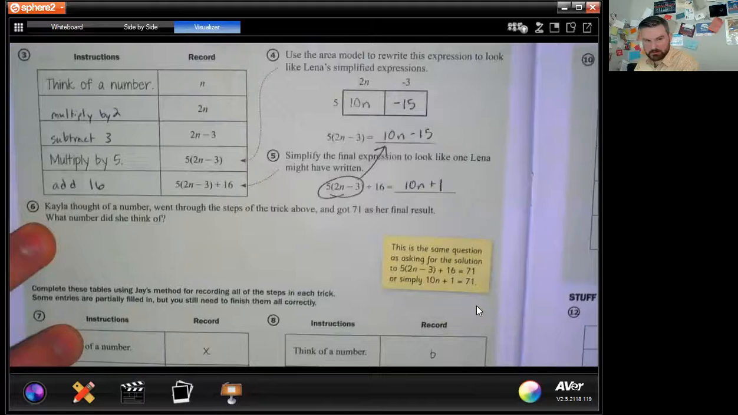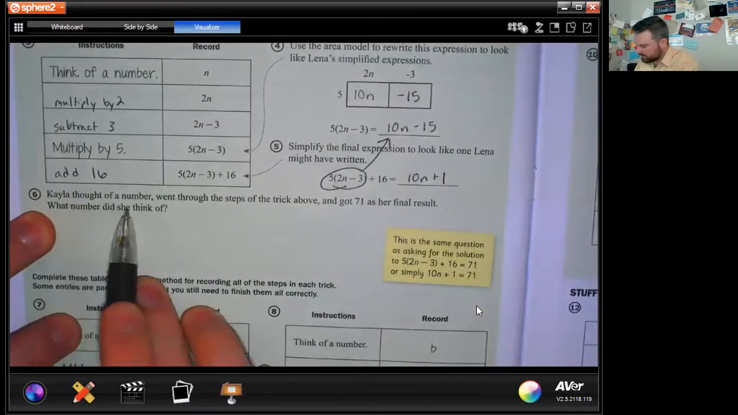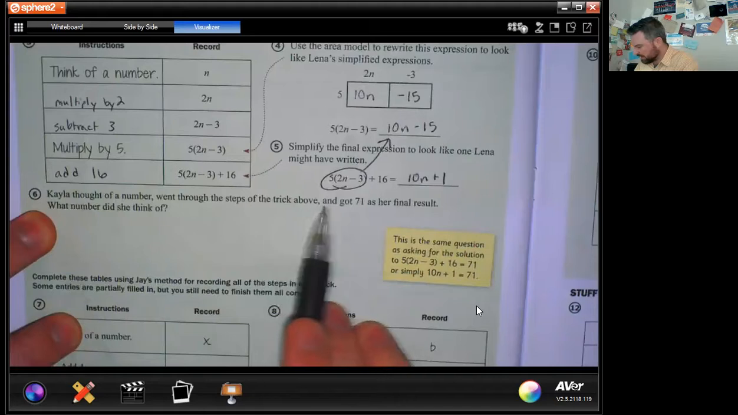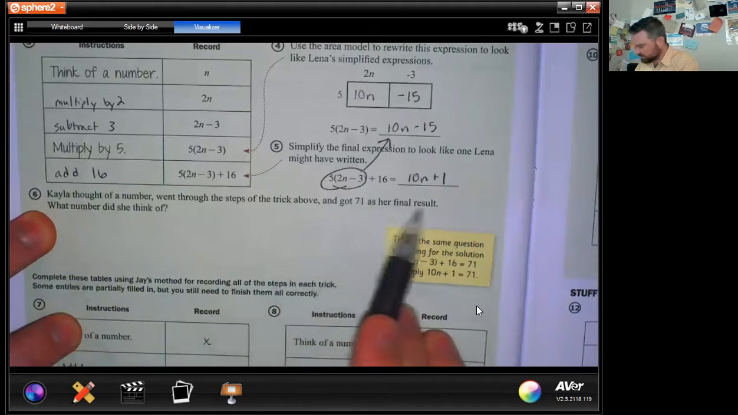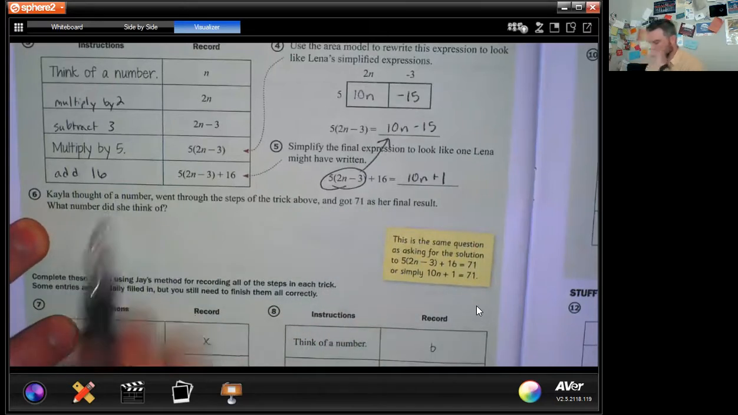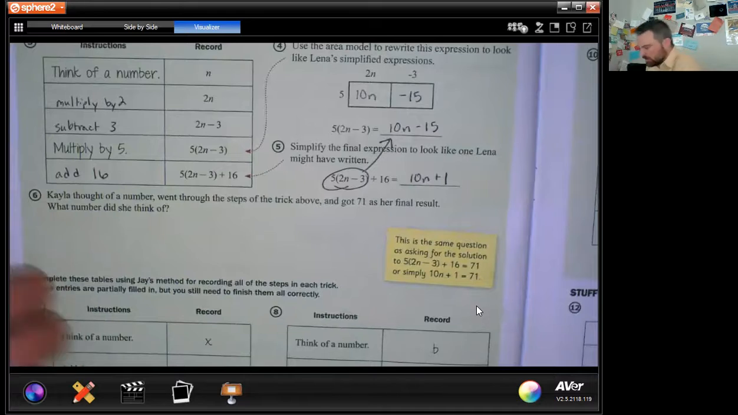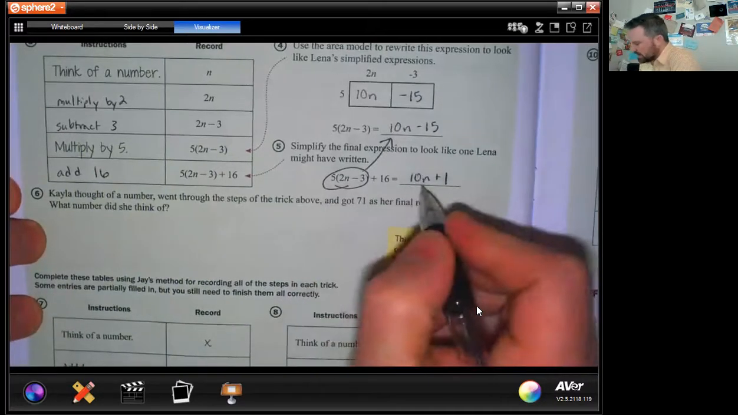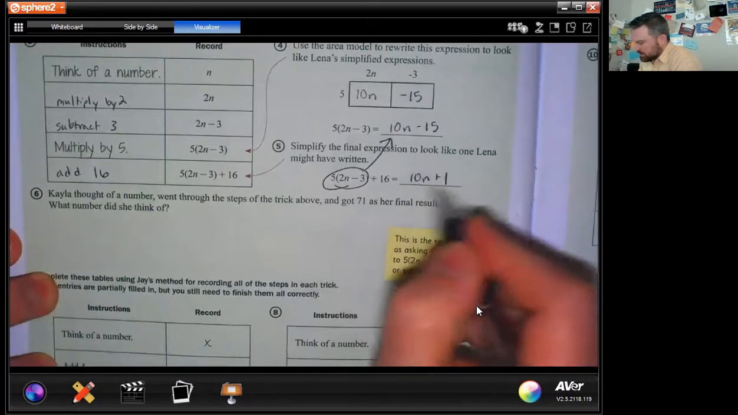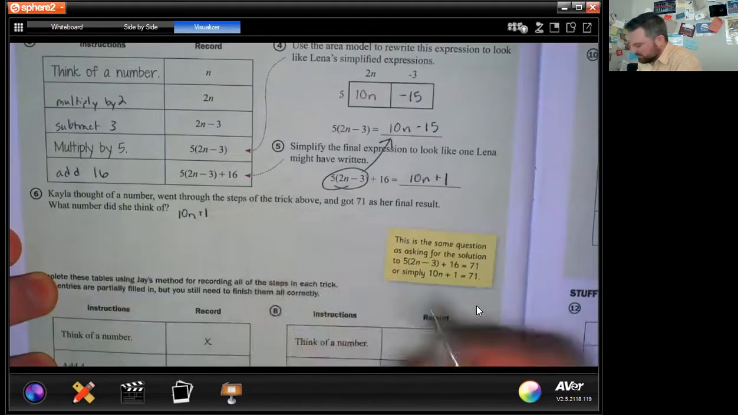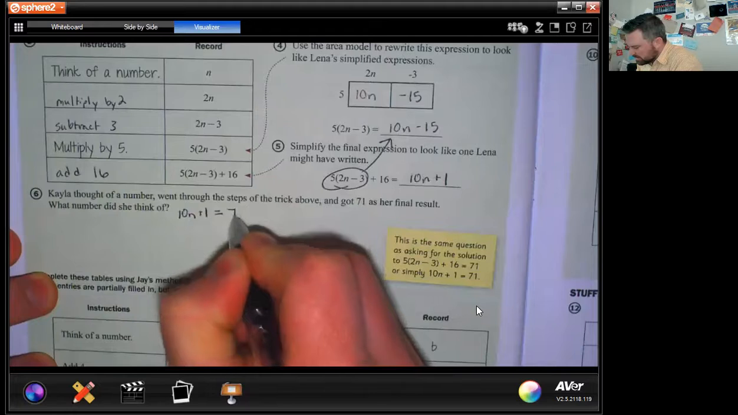Kayla thought, here on number 6, Kayla thought of a number, went through the steps of the trick above, and got 71 as her final result. What number did she think of? Okay, so we need to go through this backwards, and there's multiple ways we can do this. We can say that this right here is our ending number. 10n plus 1 is our ending number, and that equals 71.